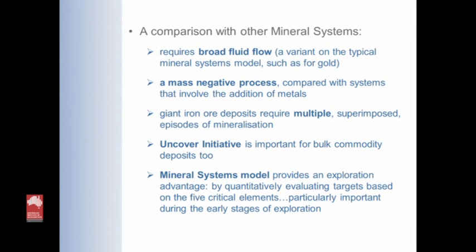So in comparison with other mineral systems, the bulk commodity system requires a lot of fluid, and it has to be acting in a broad sense. Unlike the gold system, where we can have a lot of fluid going through a metre-thick structure, that doesn't work with our large bulk commodity system. We need to have that amount of fluid going through tens of metres of volume of rock to remove the silica. Unlike gold, or potentially nickel, it's a mass negative process in that we're actually removing stuff from the primary rock to form our ore body.